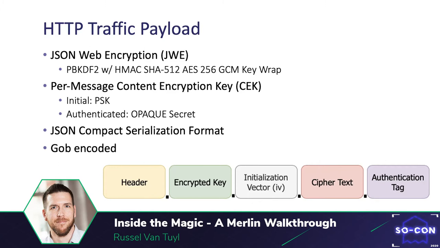We can see here down at the bottom that the JSON compact serialization format consists of 5 parts: the header, the encrypted key, the initialization vector, the ciphertext, and the authentication tag. The important part is the red ciphertext block. That is where all of our actual C2 data will go.